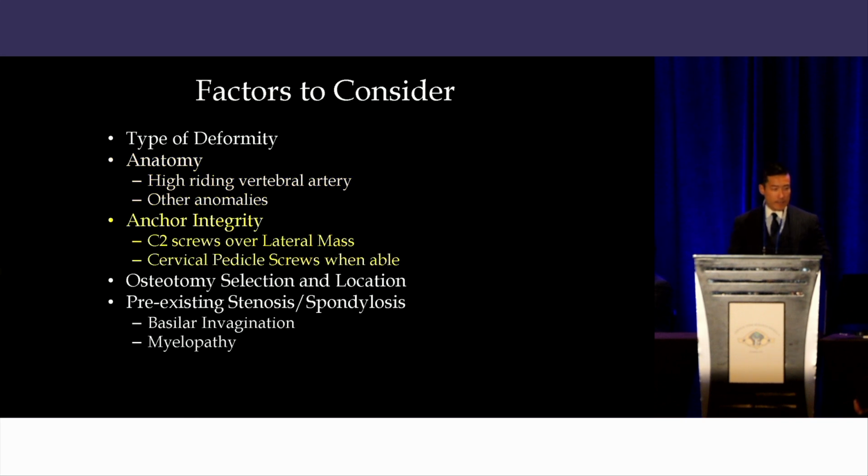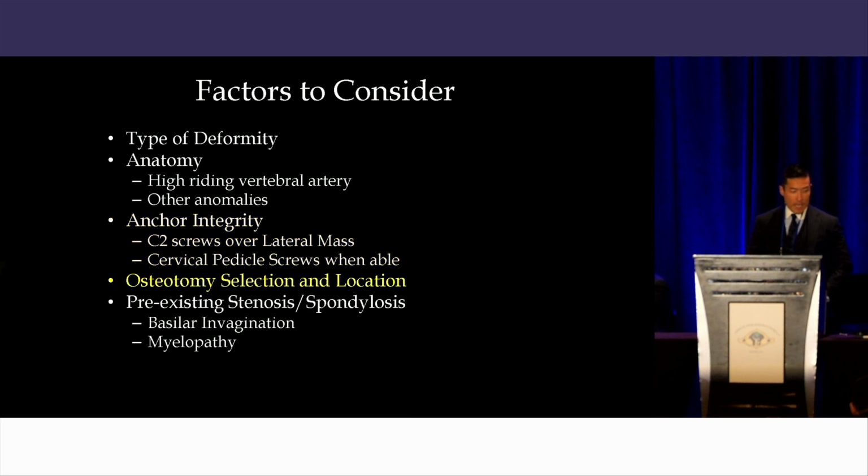Anchor integrity, I think, is really important. And usually I would prefer a large, robust size C2 screw over a lateral mass screw, which I think the bone quality is much more superior. You could get 4.0, 4.5, 5.0 screws into C2, whether it be pars or pedicle screws, provides a stronger anchor than lateral mass screws, which are much shorter and thinner.